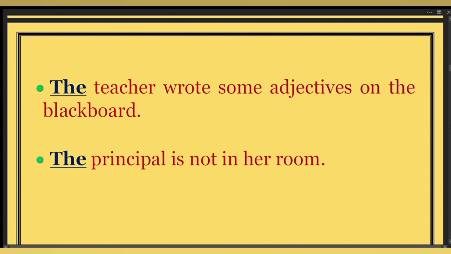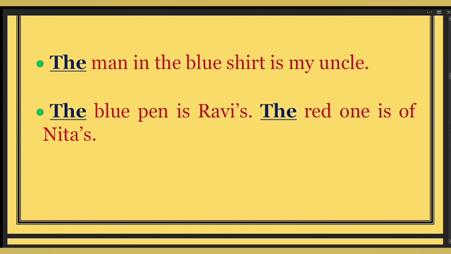Then, when we are talking about one particular person or thing, for example, the teacher wrote some adjectives on the blackboard. The principal is not in his room, in her room. Then, to refer to someone or something in specific. For example, the man in the blue shirt is my uncle. The blue pen is Ravi's.